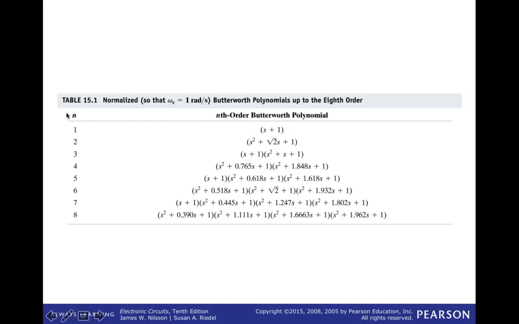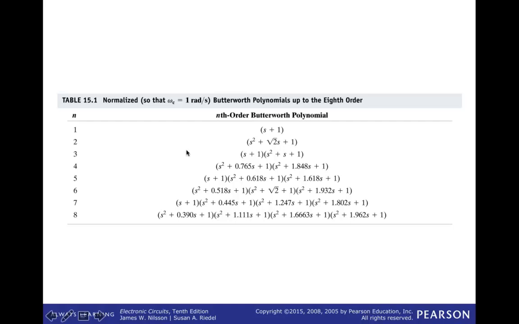So first, n is the order of the filter. For example, for a second order filter, our transfer function H of s is going to look like 1 over the Butterworth polynomial. That's going to give us a second order filter. The cutoff region will have a slope of minus 40 dB per decade. The cutoff frequency is normalized to 1. The numerator will be 1, meaning it's going to be a unity gain filter. And it'll have the transfer function 1 over s squared plus square root of 2 s plus 1.